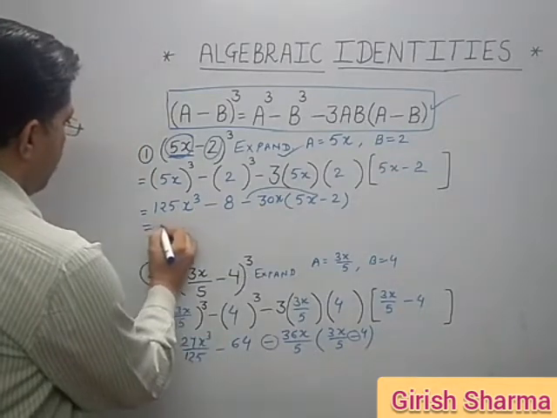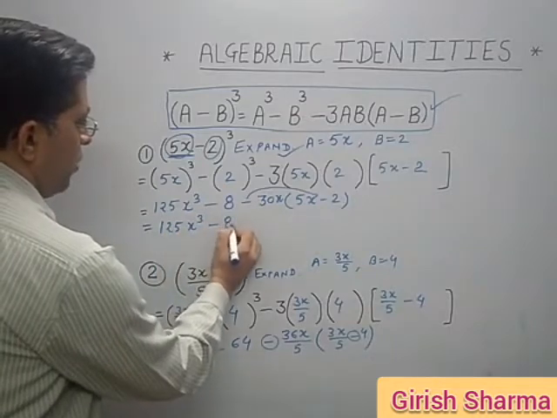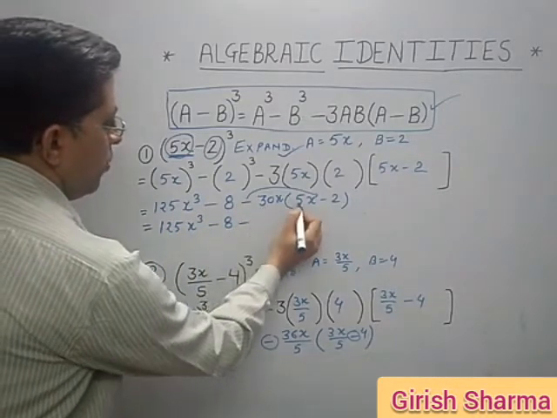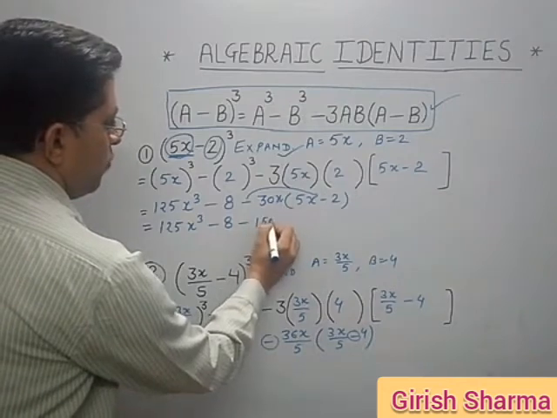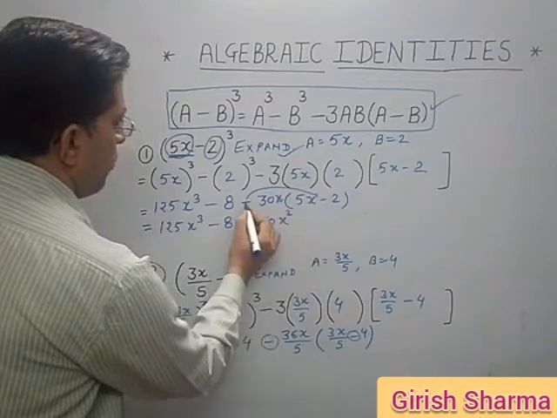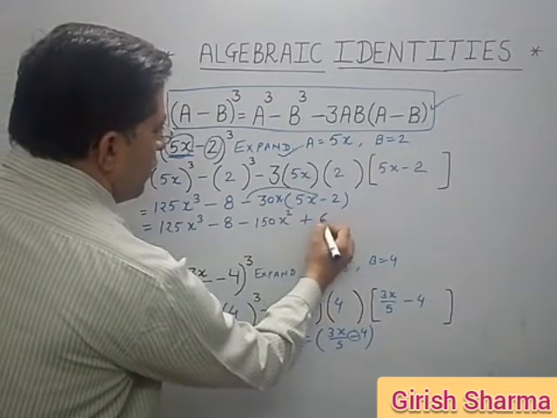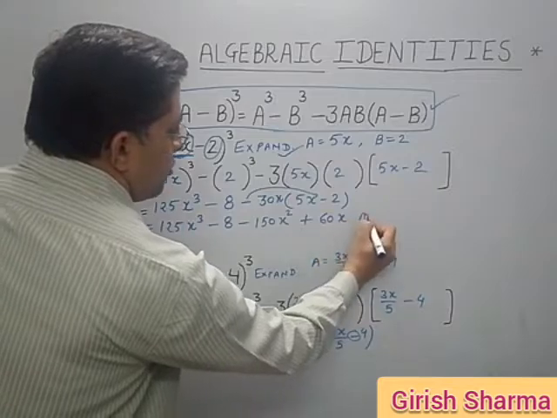Now what is the last step? 125x cube minus 8. 3 fives are 15, 150x square, x into x is x square, minus and minus plus, 30 twos are 60x. This is your answer.